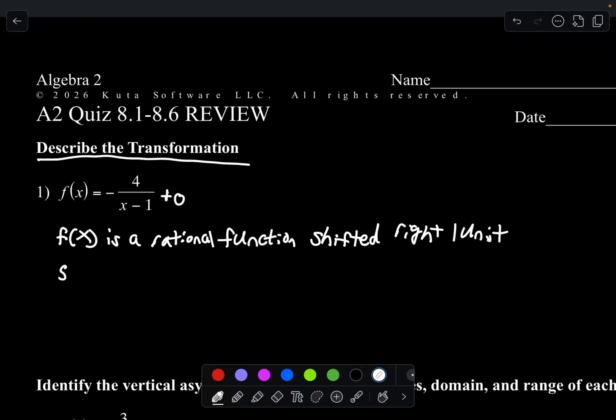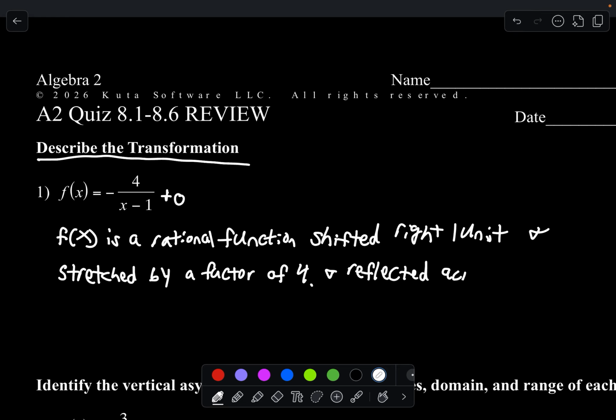It is stretched by a factor of 4. And also, reflected across the x-axis.